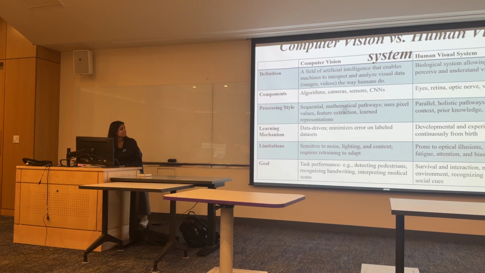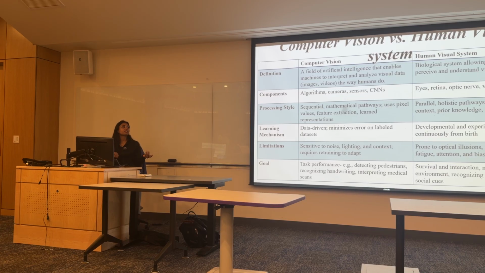Okay, just this last slide, sorry with how the title and stuff came out. It's kind of just a review of the visual system and also comparing it to computer vision, which a lot of you may be familiar with. So computer vision is a field of artificial intelligence that enables machines to interpret and analyze visual data such as images and videos the way humans may do.